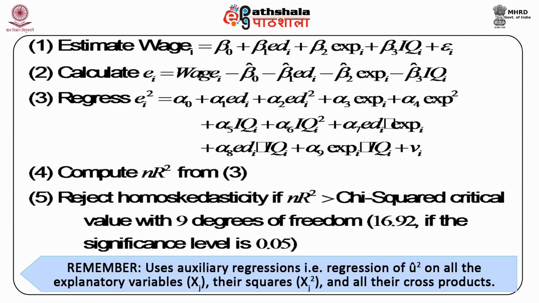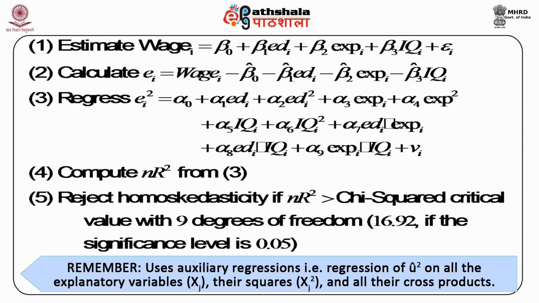Then we can use White's test by following step 3, where we regress the square of residuals on education, square of education, experience, square of experience, IQ level, square of IQ level, and then cross products of education and experience, education and IQ level, and finally experience and IQ level.